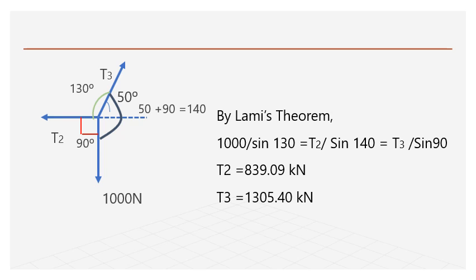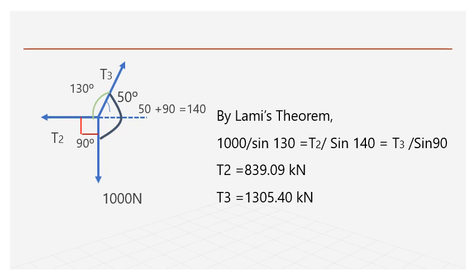Now let's apply Lami's theorem. Each force is proportional to the sine of the angle between the other two forces. To apply Lami's theorem, remember at least one of the forces should be a known force. Otherwise, we cannot apply Lami's theorem. Please keep that in mind. So 1000 by the sine of the angle between the other two forces. What are the other two forces? T2 and T3. What is the angle between them? That is 130 degrees. So 1000 by sine 130 is equal to T2.